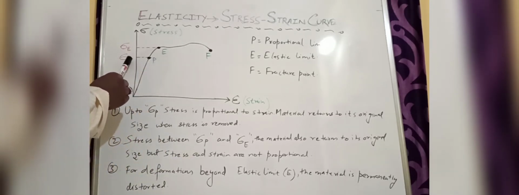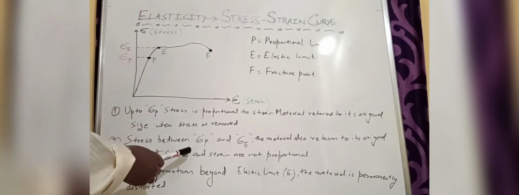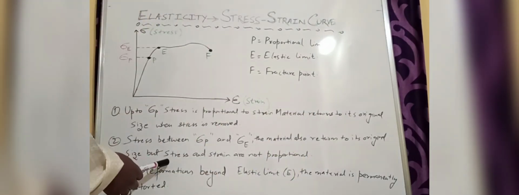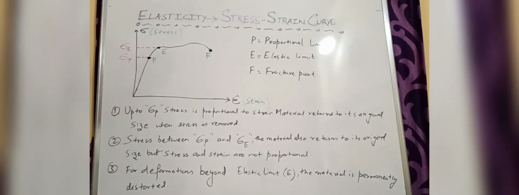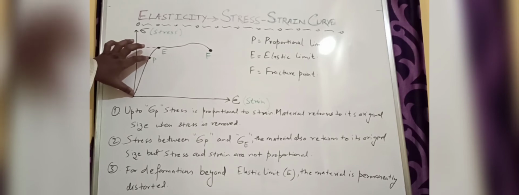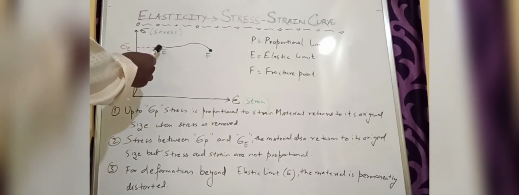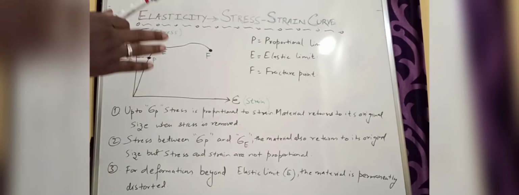Now see, the next point is stress between sigma P, the value of stress at P, and sigma E, the value of stress at point E. For stress between sigma P and sigma E, in this region the material also returns to its original size when we remove the stress, but stress and strain are not proportional in this region. See what the difference is? In this region, stress and strain are proportional. In this region, they are not proportional. However, in both these regions, if we remove the stress, the object will regain its original size.